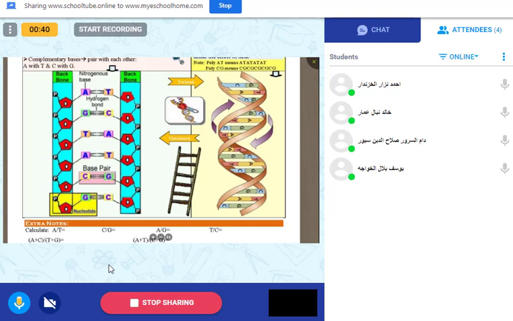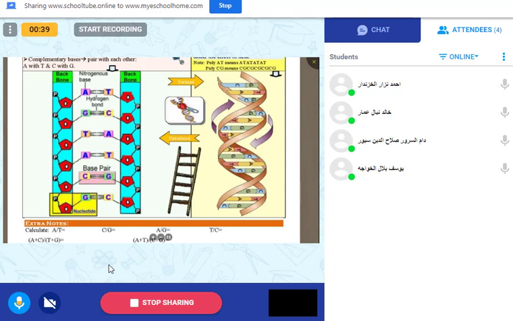Okay, replication occurs in which phase? In interphase. Which part of the interphase? It is in the S phase. That's why we call it synthesis, meaning making new DNA, making a new chromosome. Since the chromosome is made of DNA, this means that DNA should replicate, should make a copy of itself.